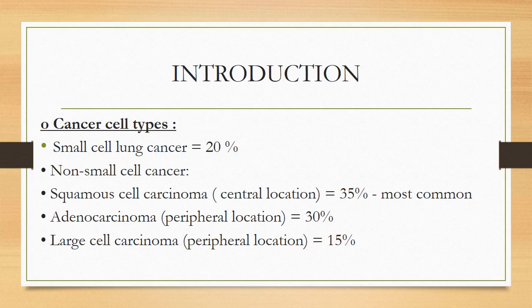Adenocarcinoma has a peripheral location and it is not associated with smoking and it generates mucin mainly. Large cell lung cancer is also peripherally located and it is associated with smoking. It lacks glandular and squamous differentiation, so that's why it's large cell carcinoma. Carcinoid tumor occurs from mature neuroendocrine cells. Small cell lung cancer originates from immature neuroendocrine cells.